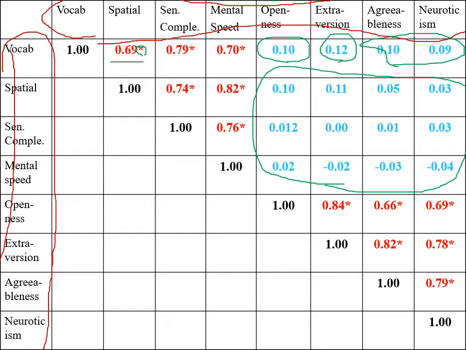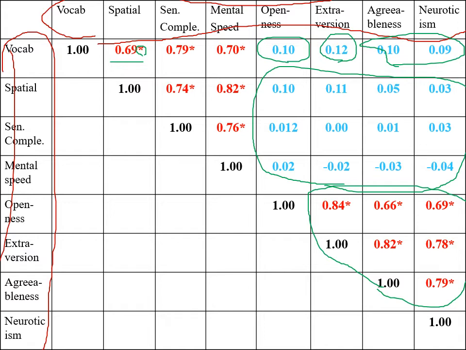Okay, now when we look at the latter four, openness, extroversion, agreeableness, and neuroticism, these are correlating with each other pretty well. Again, very similar to vocab, spatial, sentence completion, and mental speed. All right, so what does this mean? You can see that this is forming another subcluster here. So this means that the first four facets are most likely tapping into the same construct, while the latter four, openness, extroversion, and so on, are most likely tapping into another construct.